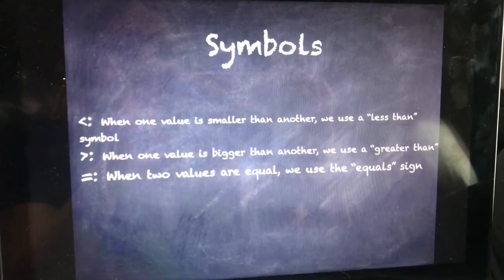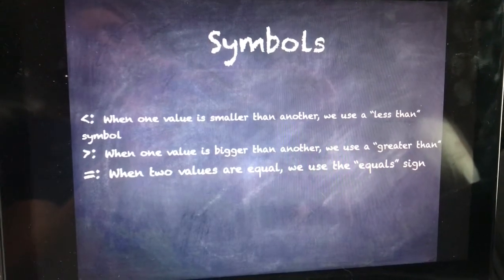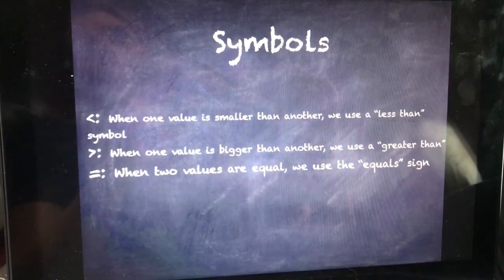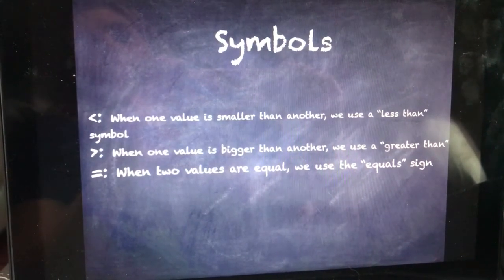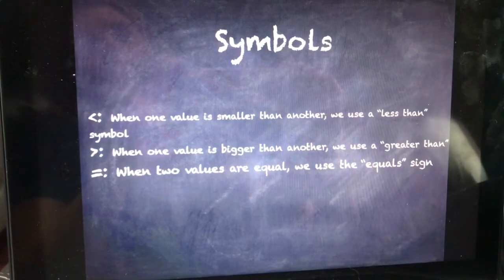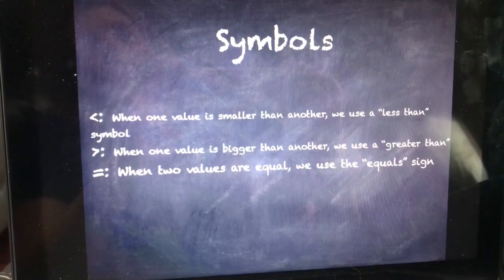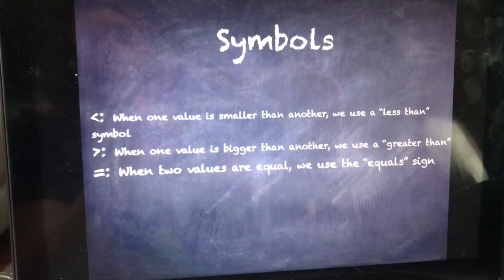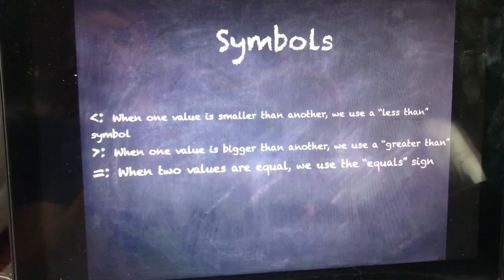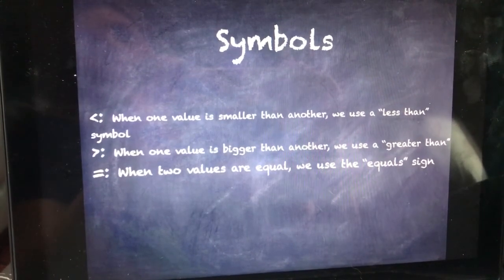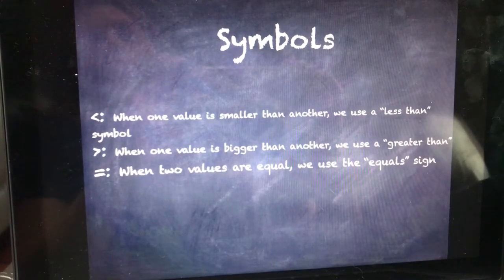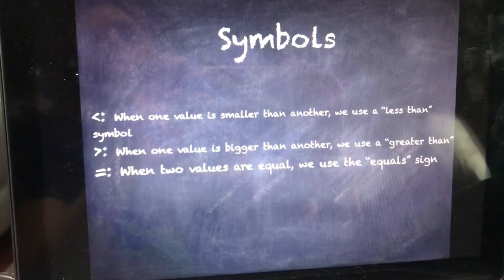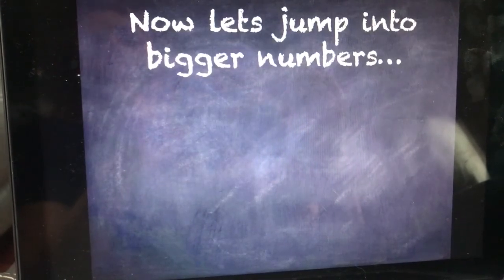There are symbols that recognize what we had just talked about. There is a less than sign, which states when one value is smaller than another, we use a less than symbol. There's a greater than sign, which states when one value is bigger than another, we use a greater than sign. And then there's an equal sign. When two values are equal, we will use the equal sign. Okay, let's put this in our memory box, and we are going to save it for later.